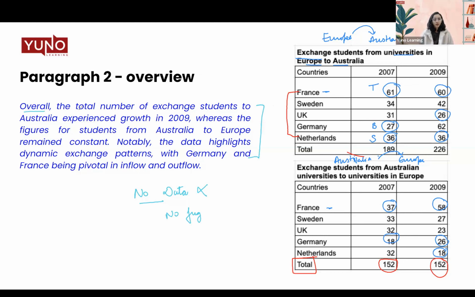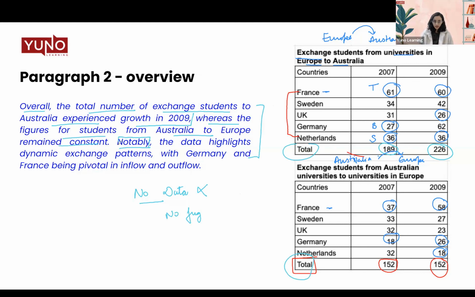So you see, overall, the total number of exchange students to Australia experienced growth in 2009. This is what you are going to talk about, the total. It was 189. It then moved to 226. This was one thing. Whereas the figures for students from Australia to Europe remained constant. So yes, the total here increased, but here it remained constant. That is the overall picture.